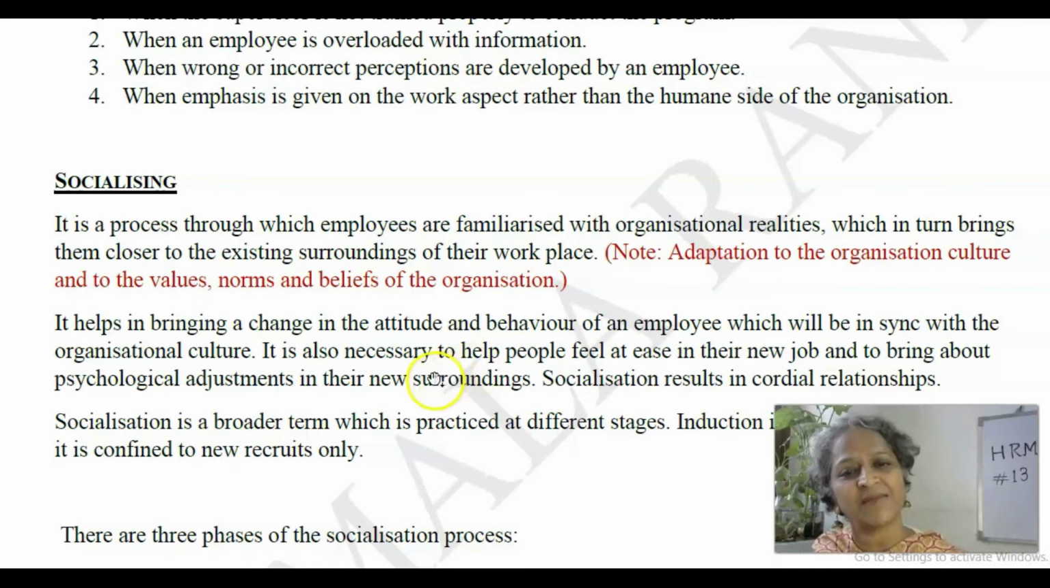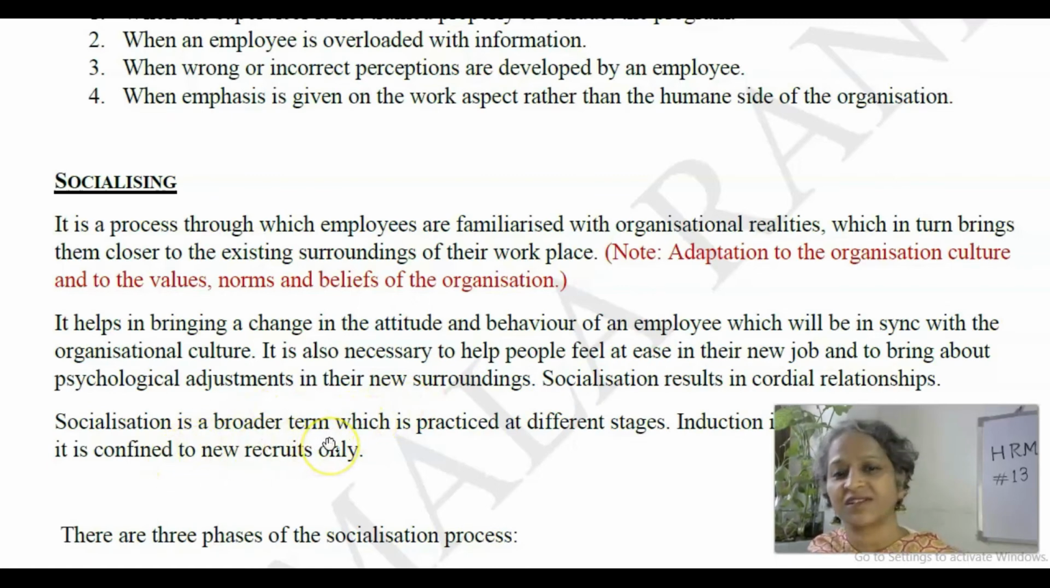So this is the responsibility of the existing workers, and this is the responsibility of the managers to reduce this anxiety of new workers and to make them familiar with their new job and to bring about psychological adjustments in their new surroundings. Ultimately, socialization results in cordial relationships. So if it takes place properly, then it serves the purpose of creating cordial relationships among the co-workers, among the management and the workers, and so on.